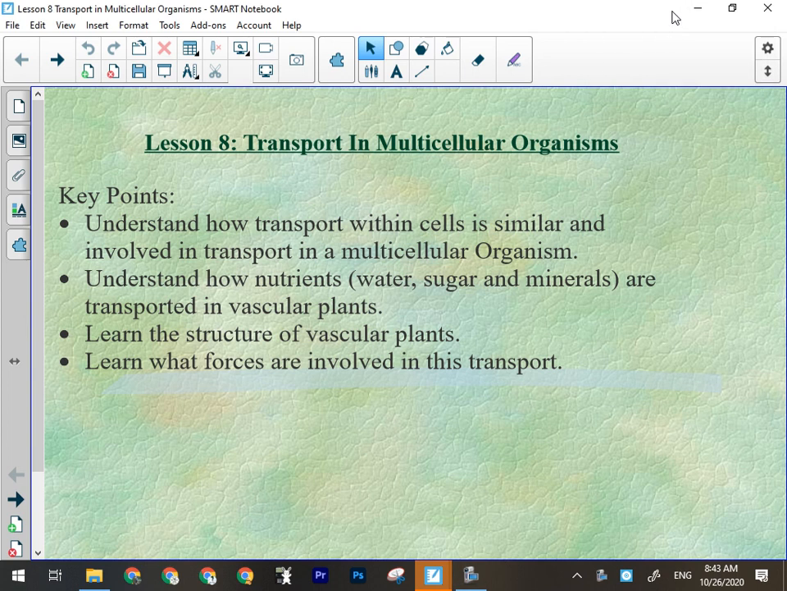Okay, so what we're going to go over today, guys, is just review of something you covered last week. Transport in multicellular organisms. So we're going to look at basically how a plant transports materials from one place to another. The most important part of this is that it uses specialized cells. We're looking at this from the perspective of a plant is a multicellular organism which has true specialization.